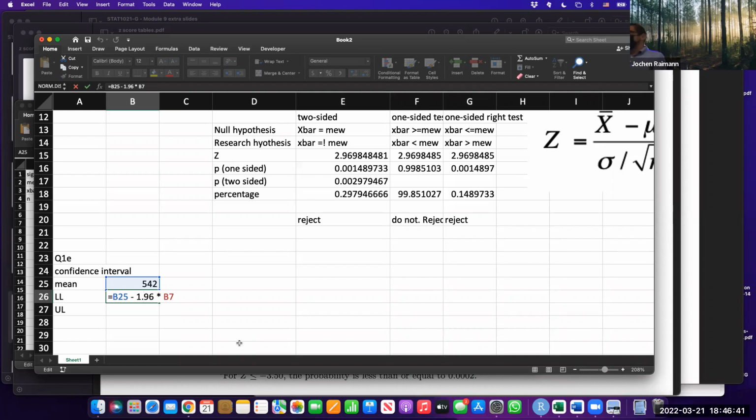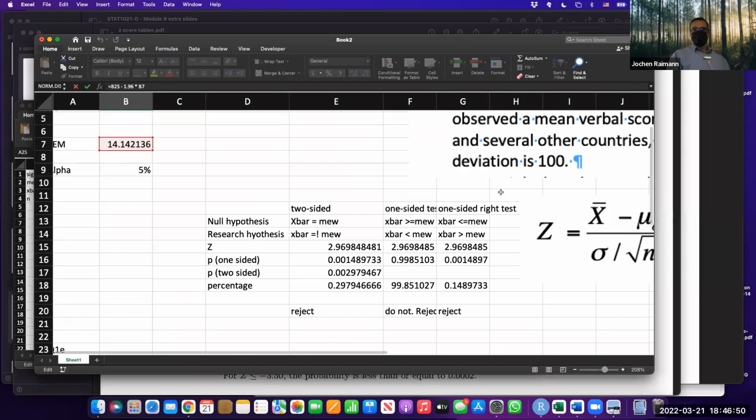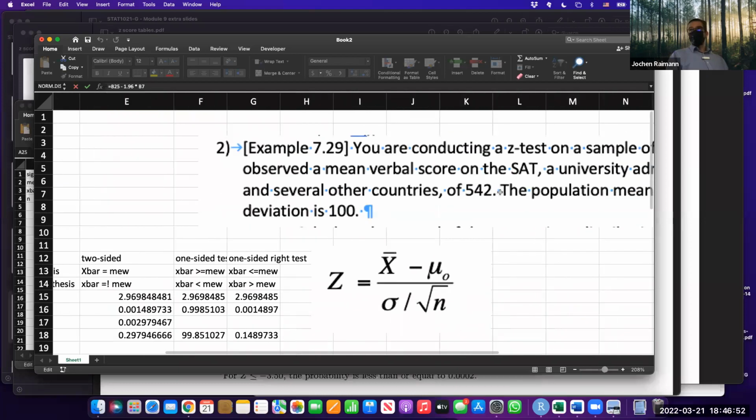Yes? The mean? Oh, the 542 comes from the question. Yeah, that's those 542.